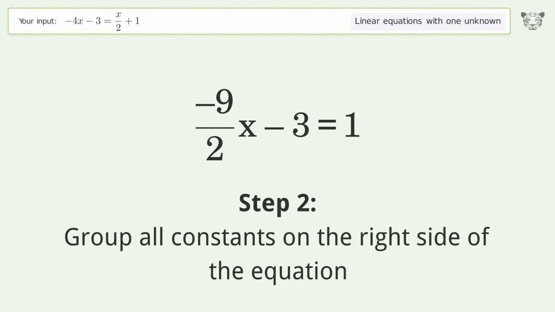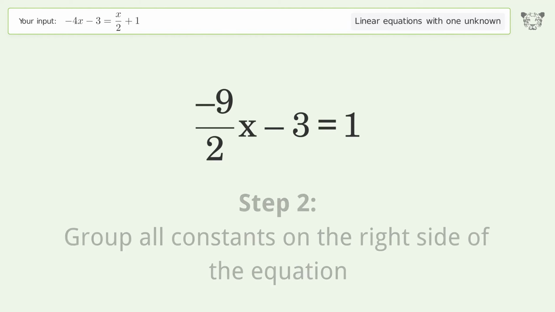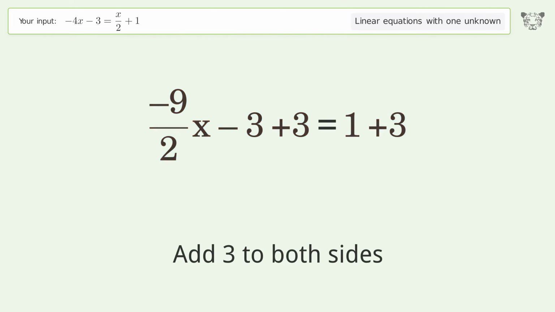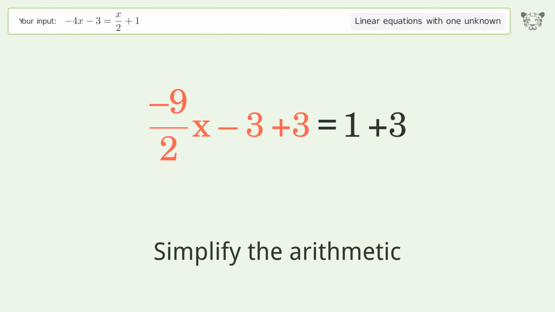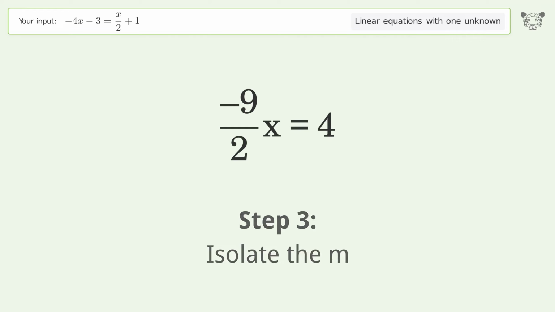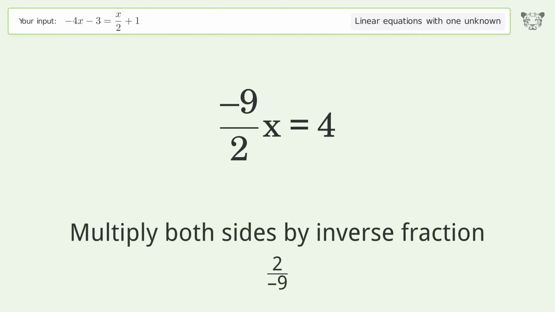Group all constants on the right side of the equation. Add 3 to both sides. Simplify the arithmetic. Isolate the m. Multiply both sides by inverse fraction 2/9.